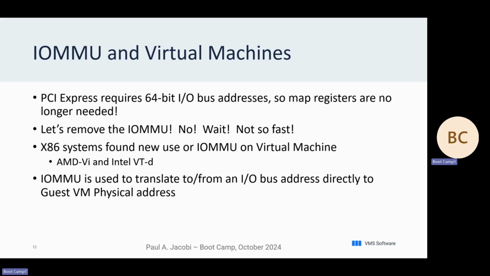But luckily somebody finally stood up and said, wait, just a minute. We've just found a new use for the IO MMU. And it's now known by the name of the AMD-Vi feature or the Intel VT-d feature. So on virtual machines, the IO MMU is used to translate an IO bus address directly to a guest virtual memory address space.